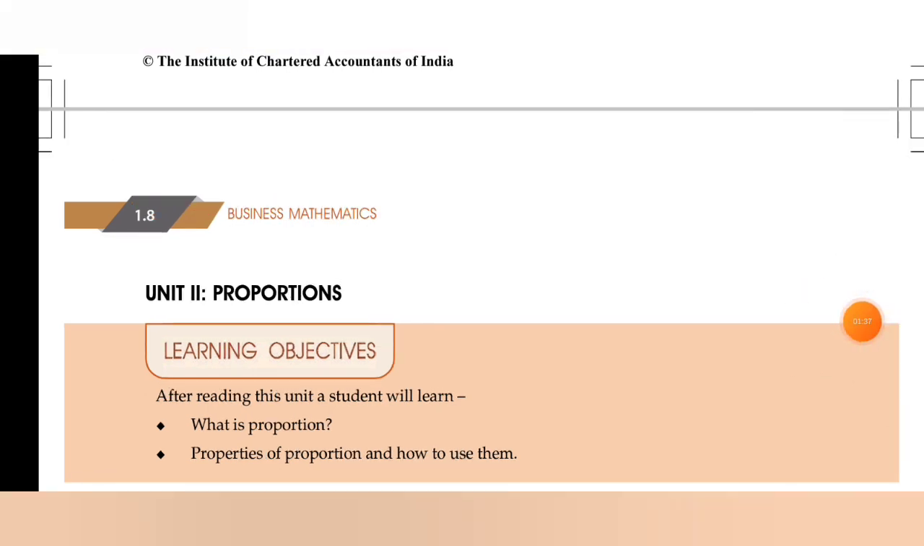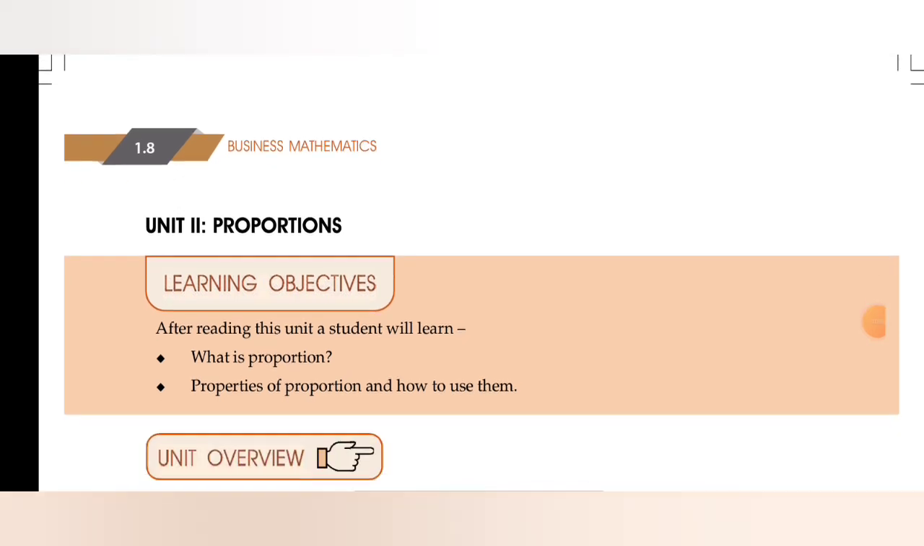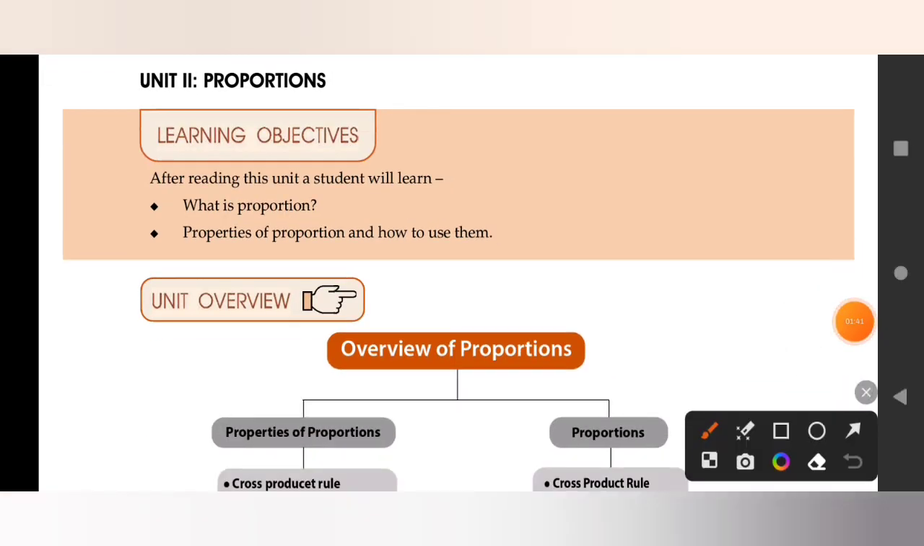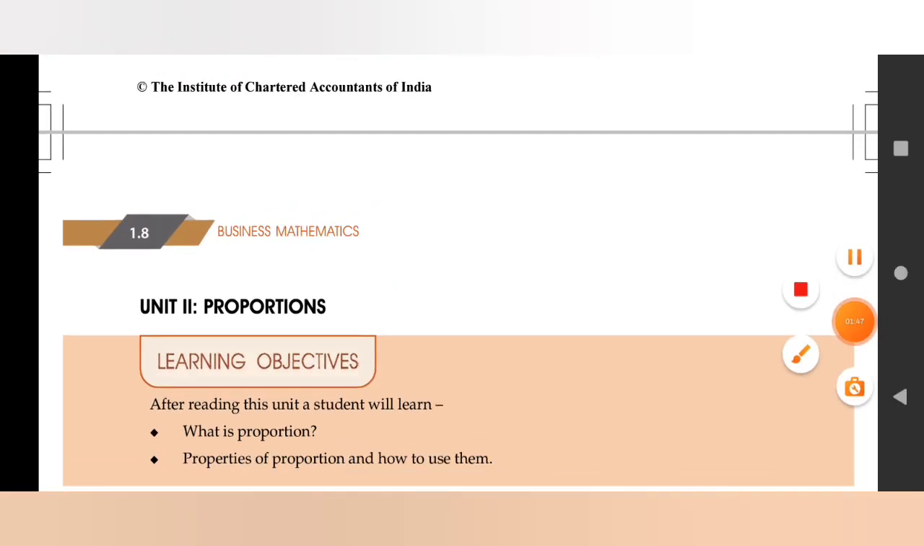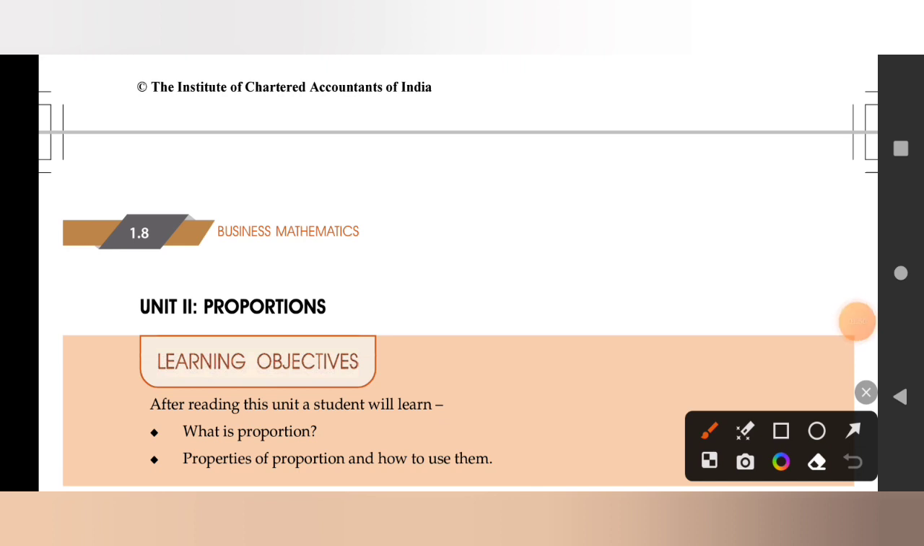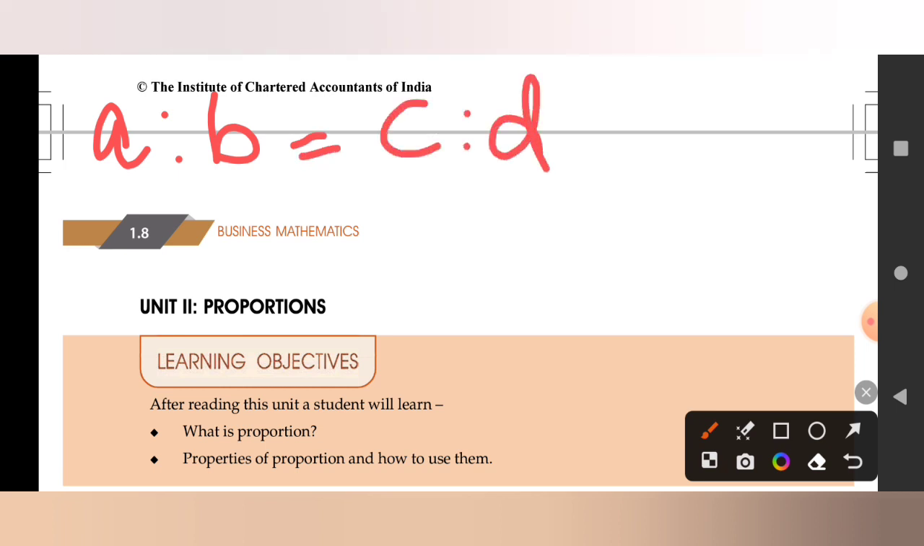So what else are you going to learn here? Properties of proportion. Before getting directly into the text, let's see which properties you're going to see about proportion and how to use them. Suppose it is already given A is to B is equal to C is to D. This is a proportion.